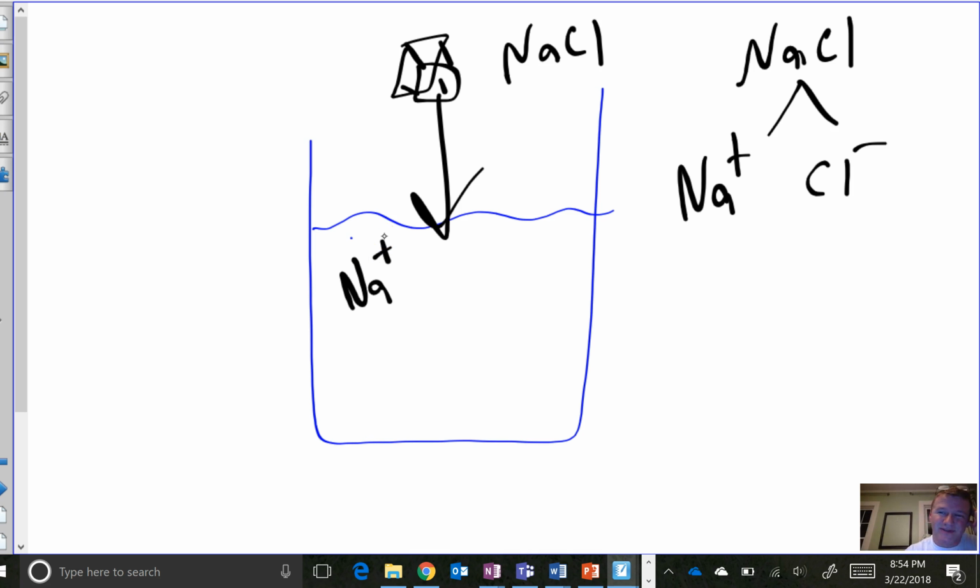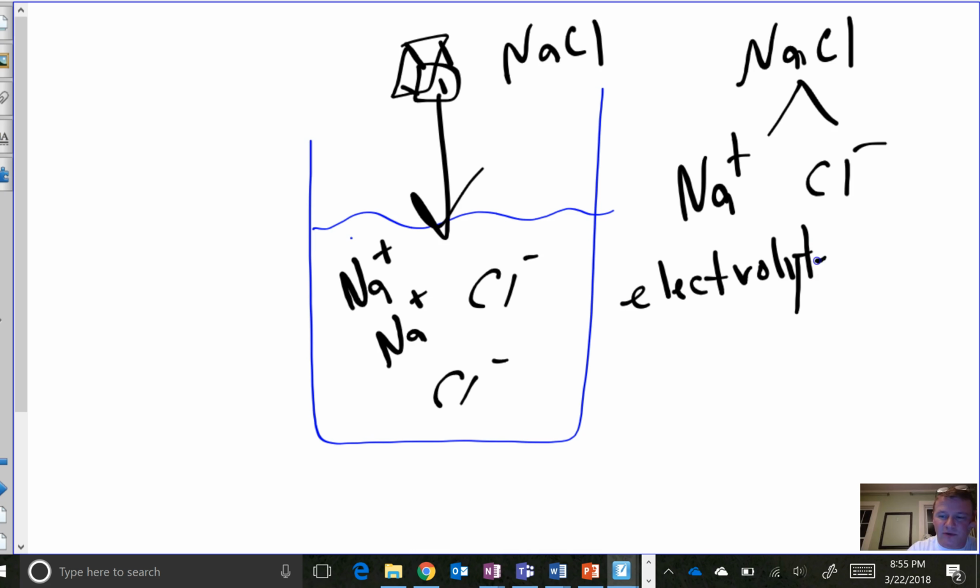Now think about what that word means, dissociate. If you associate with somebody or something, you come together. If you dissociate, you break apart. So these ions dissociate themselves in that water. Okay, so they're floating around as individual ions in there. And by definition, anytime we have ions in this aqueous solution, as we call it, we refer to those as electrolytes.